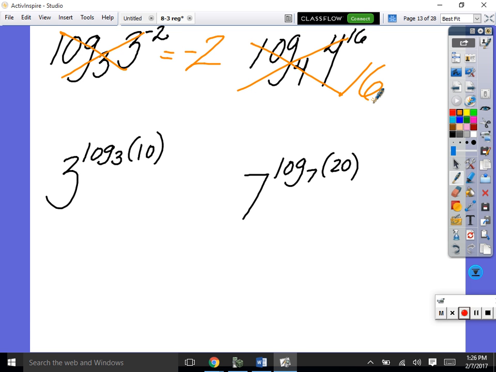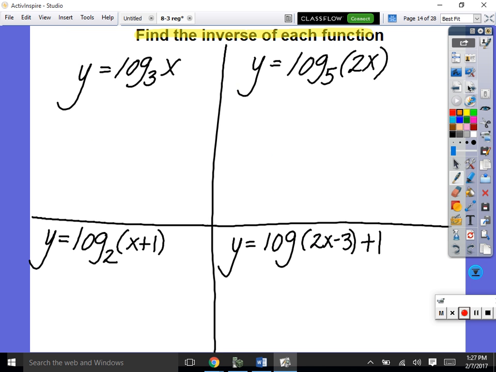Okay, well base 3 and log base 3, aren't these inverses of each other? So don't they undo each other? So my answer would be 10. Everybody seeing how quick this is? 7 to the log base 7 of 20 is 20. Good. Okay, here we go.